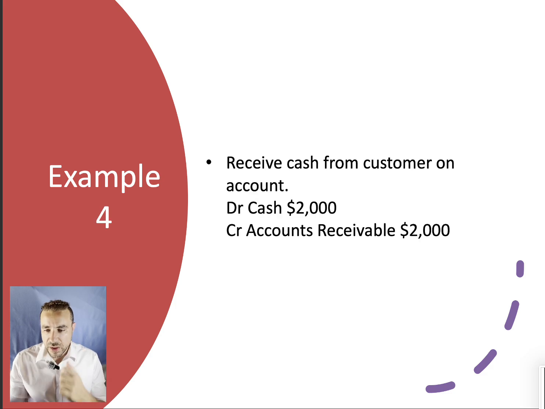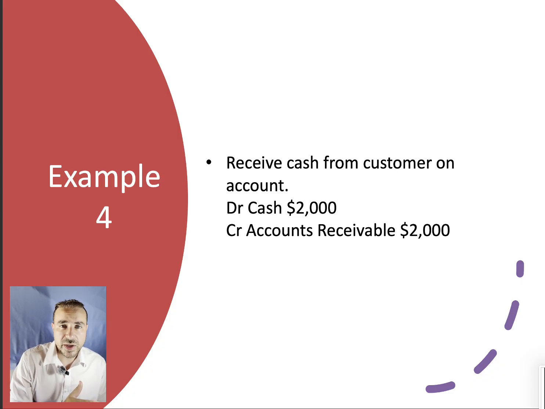Example 4. You receive cash from a customer on account. What does it mean? You provided a service or gave a product to a customer and booked the invoice on account receivable, and after a month you get the cash from this customer. I know that cash is a current asset. So if I want to increase my cash balance in the journal entry, I will put it on the debit side, so I will put debit cash for 2,000.